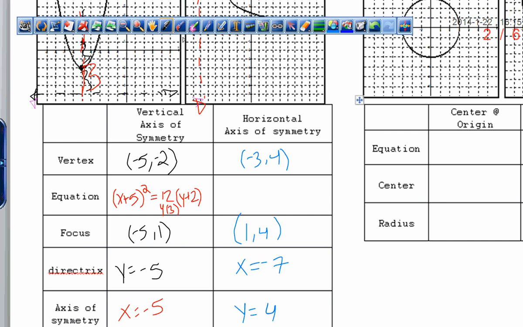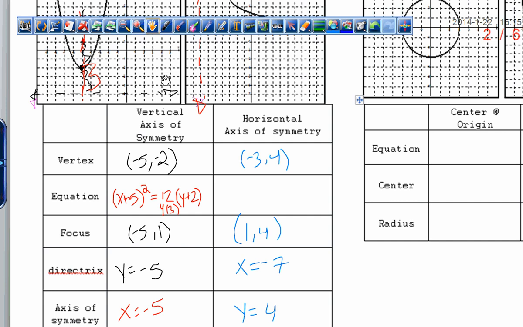Now hopefully you may see a pattern here: if it's vertical, the x value of the vertex and the axis of symmetry number are the same. And if it's horizontal, 4 and 4 are the same once again.